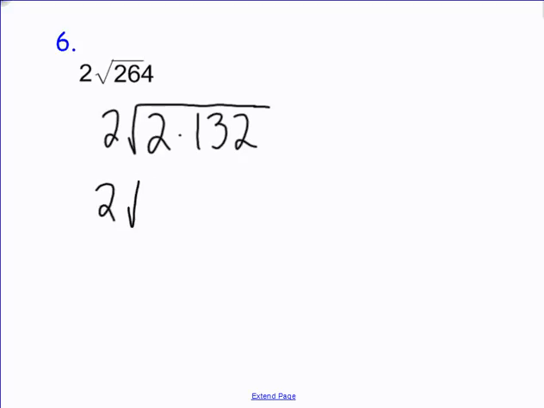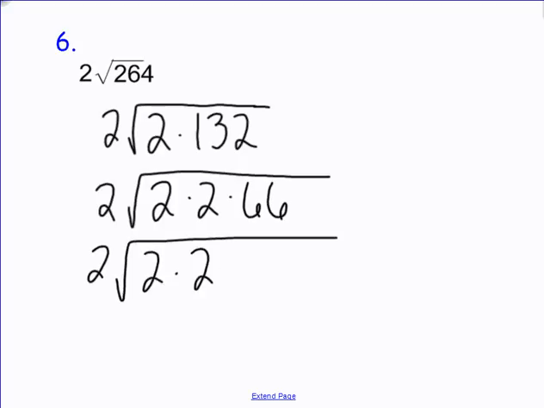2 radical 264. Okay, now I'm not positive right away what 264 is in my head, but I know it's even. So I'm going to start with 2, and then if I divide 2 into 264, I get 132. Same thing again, I'm going to break down that 132. So I get 2, and then that is 2 times 66. And 66, I know, is 6 times 11.